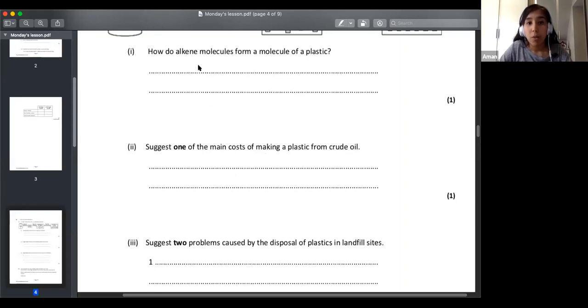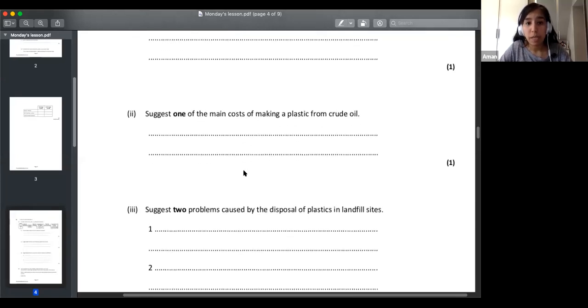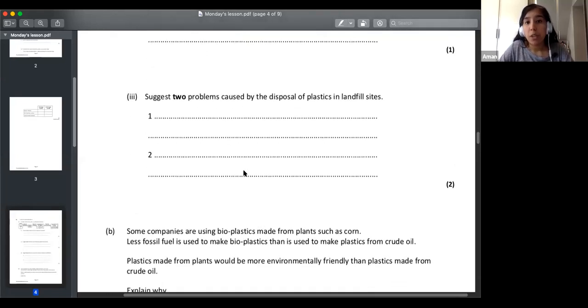Good. So apart from energy, there's also labor costs. So people actually have to do this. So there could be labor costs involved. Good. Good. Actually extracting the crude oil. Excellent. Yep. Well done. Suggest 2 problems caused by the disposal of plastic in landfill sites.